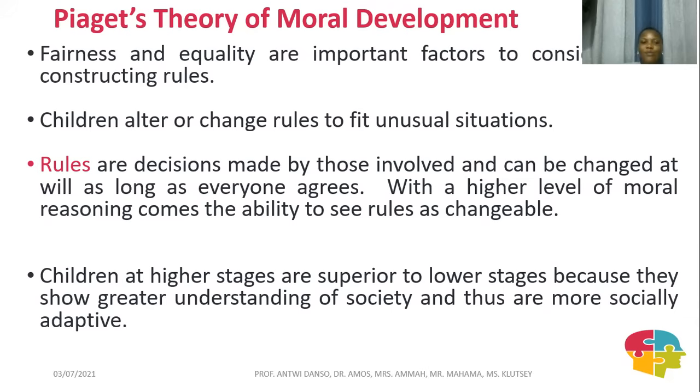With a higher level of moral reasoning comes the ability to see rules as changeable. They are not fixed. Once a rule is made by someone, it can equally be changed. So children at higher stages are superior to those at lower stages because they show greater understanding of society and are more socially adaptive. Here, they are getting to understand the reason behind the rules that are given. And so they are able to adjust their reasoning. They are not able to think of right or wrong in absolute terms.